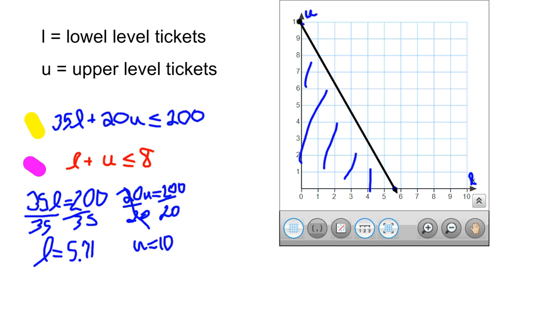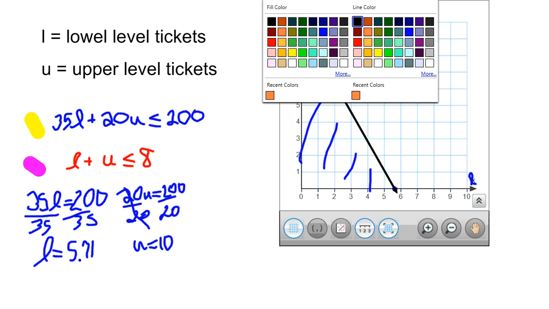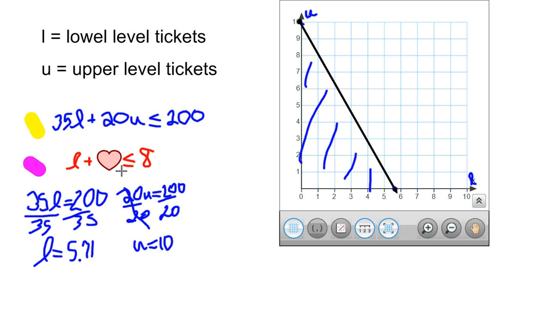All right, now if we want to find our second inequality, same thing as we did before. We cover up the U and solve for L. So L would be 8. So you find the L axis, that's the horizontal axis, and make a mark at 8. And then you would do the same thing and find your U.